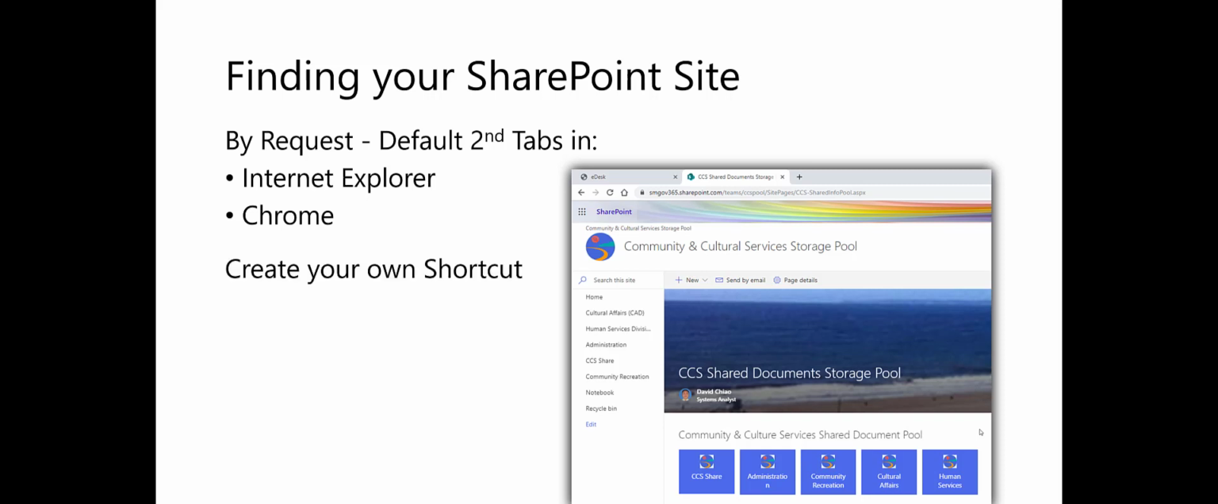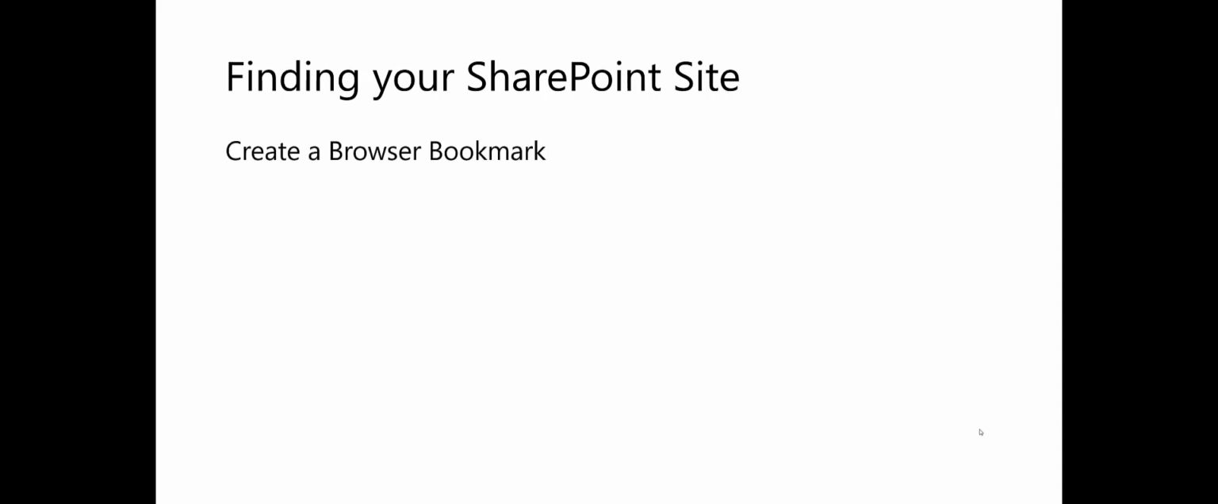You can also create a desktop shortcut. So simply click on the icon to the left of your web address, and if you simply click on it and drag it to your desktop and let go, it'll create a desktop shortcut, and you can always find your SharePoint site that way. You also can create a bookmark in your browser.